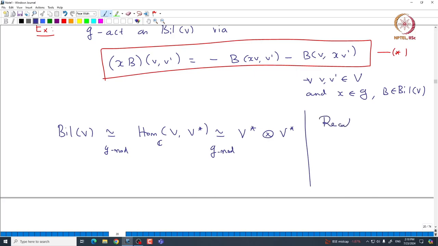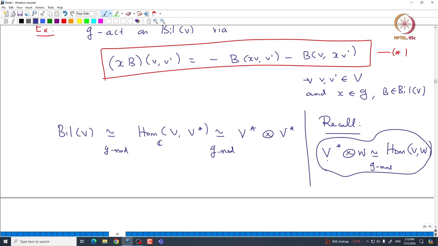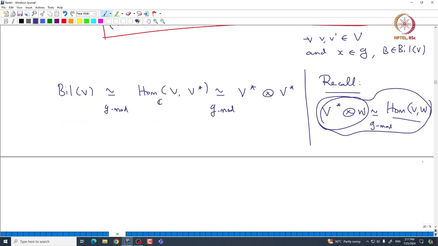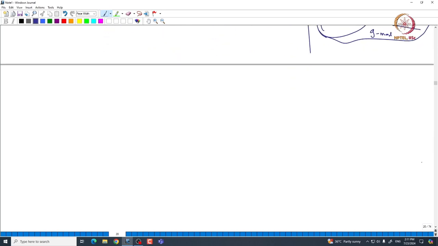Recall, we proved that if you take V star tensor W, that is naturally isomorphic to Hom(V, W). That is why you are getting this isomorphism. Again, there is a natural isomorphism as vector spaces. You can use the action of G on the left side to pull back the action on the right side. That is how you write down the formula for the Hom(V, W). That is a similar technique that we will use here as well. So now let us try to understand these isomorphisms. But before that, let's define some important terminologies.